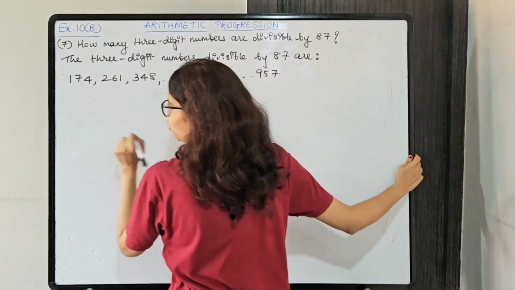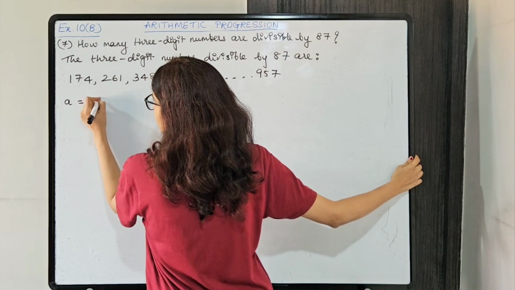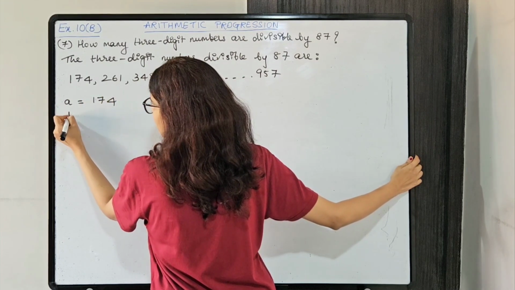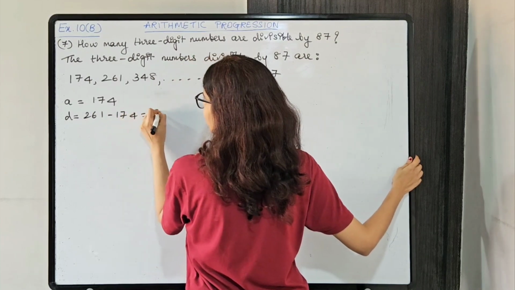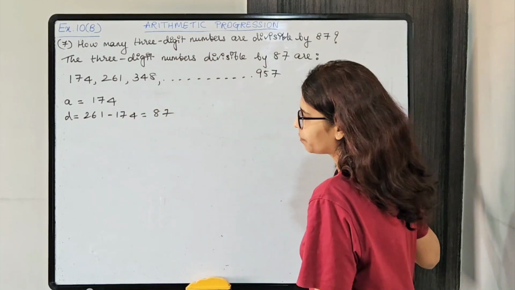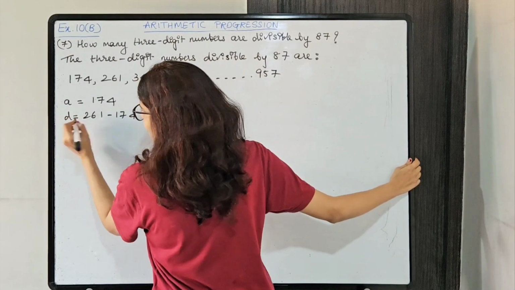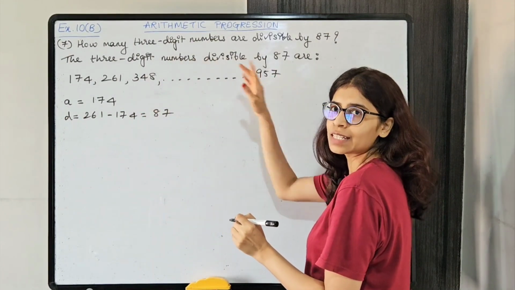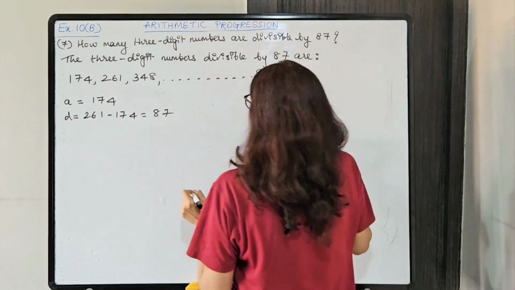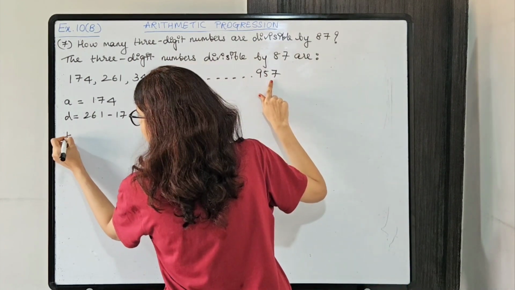We will find out A and D. A is 174 and D is 261 minus 174. That will give 87. Okay, we got A and D. We need to find out how many terms are there, that is how many numbers are divisible by 87. So we have to find the value of n.